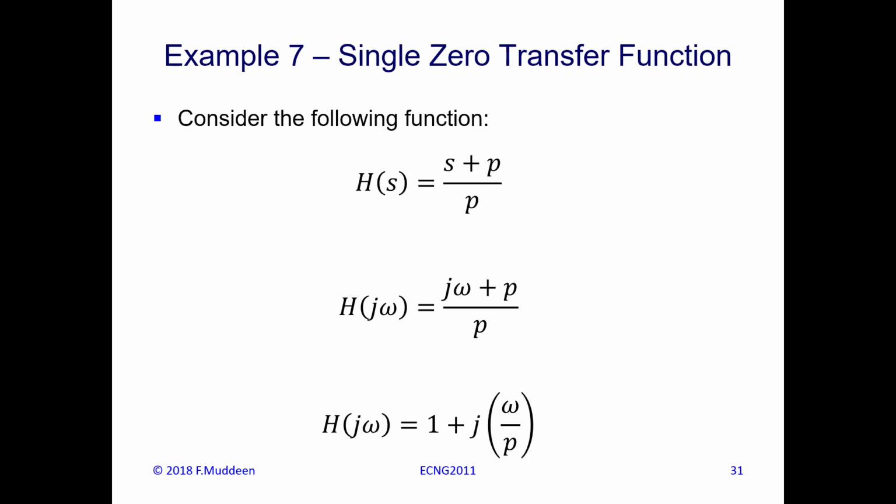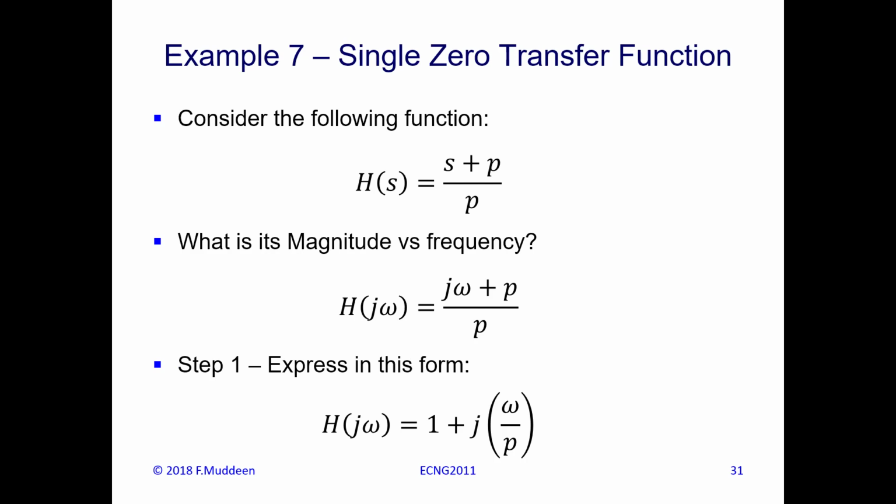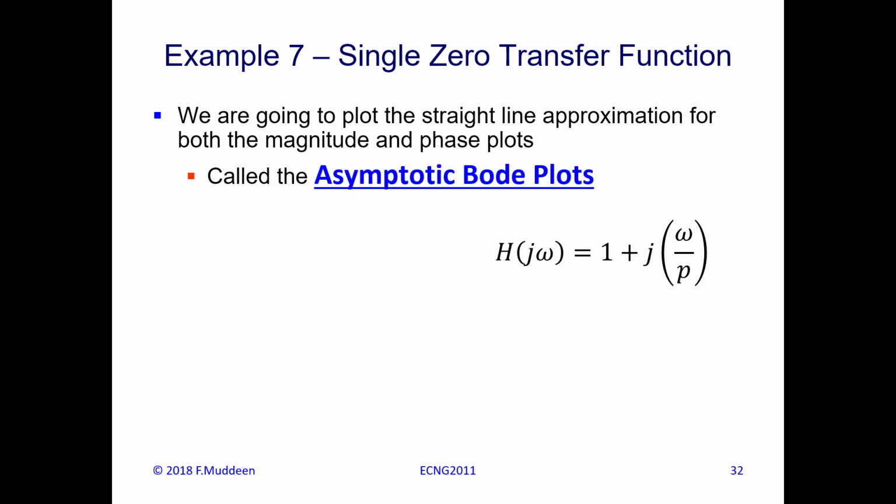A single zero transfer function, as given here in example 7, is basically the opposite of what we saw in example 6. So we can do our math again, where we substitute s equal to j omega and rationalize it accordingly, such that we have our j term here being omega divided by p. And then we can plot our straight line approximation with respect to this.